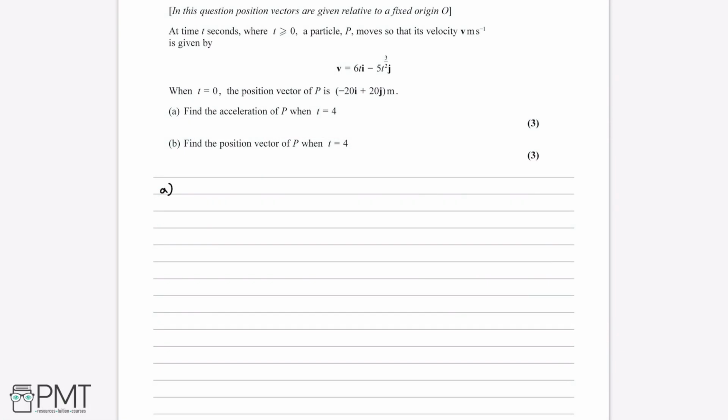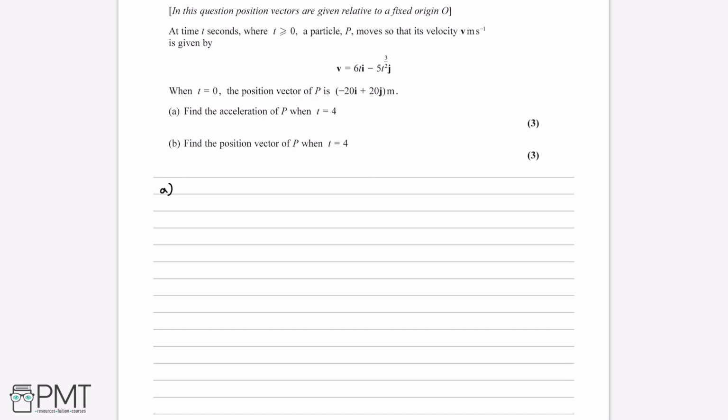At time t seconds, where t is greater than or equal to 0, a particle P moves so that its velocity v meters per second is given by v equals 6ti minus 5t to the power of 3 over 2 j. When t is equal to 0, the position vector of P is minus 20i plus 20j meters. Part A wants us to find the acceleration of P when t is equal to 4.